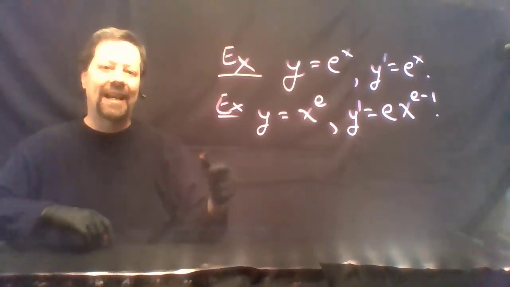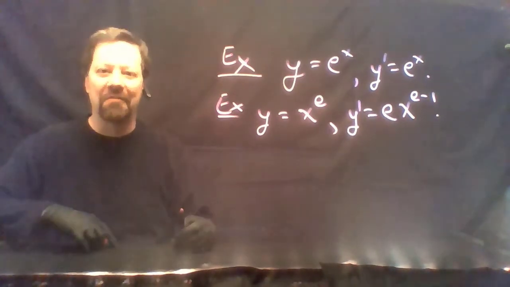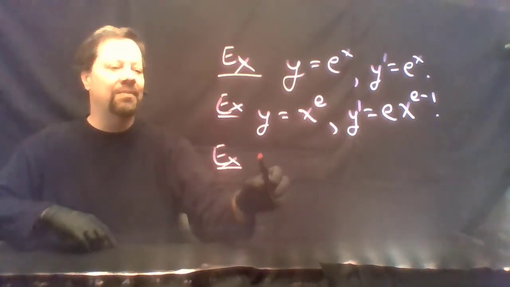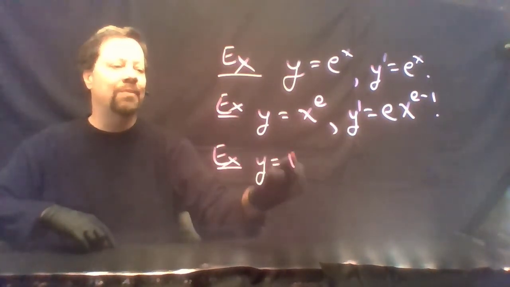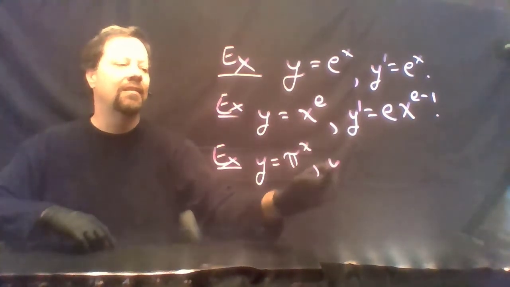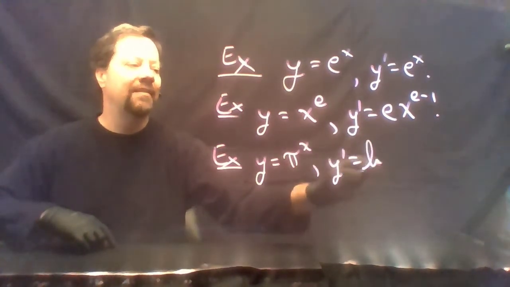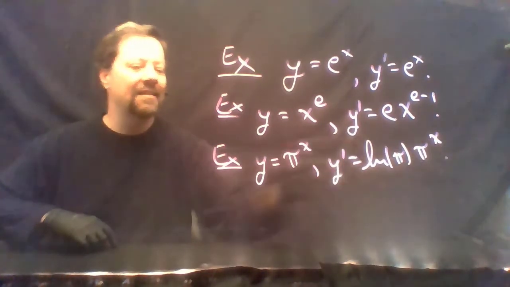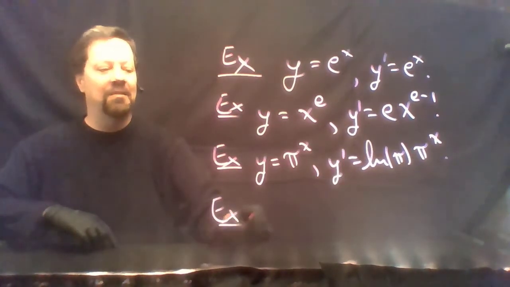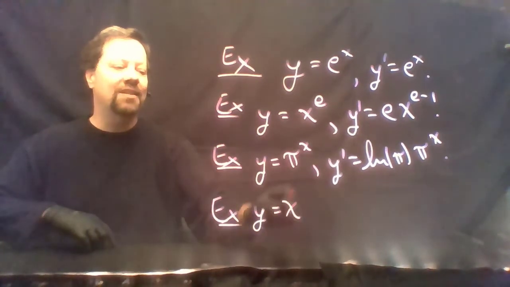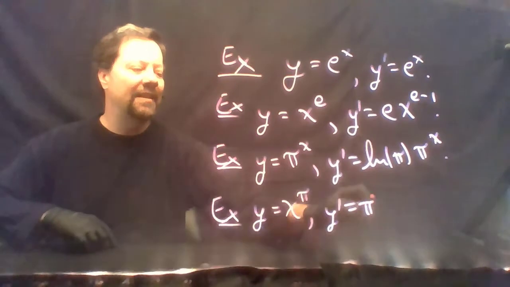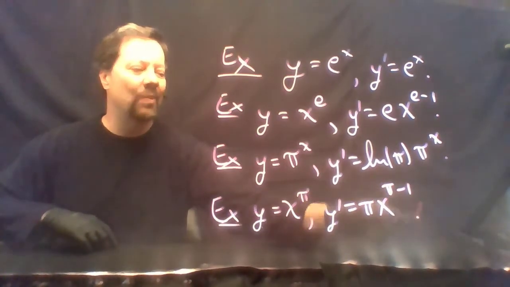Bring the power down and then subtract 1 from the exponent. So if I have y equals pi to the x, y prime is the natural log of pi times pi to the x. But if I have y equals x to the power pi, y prime is pi x to the power pi minus 1.